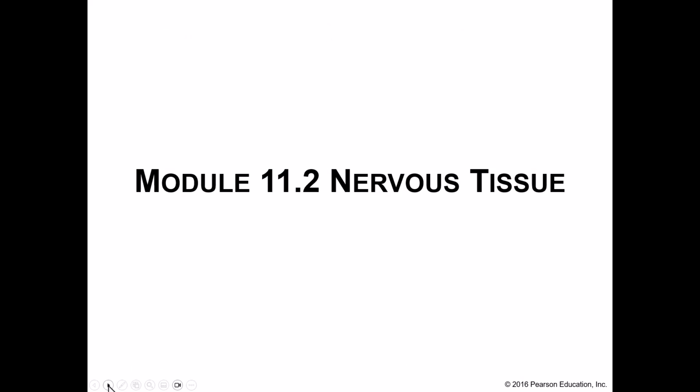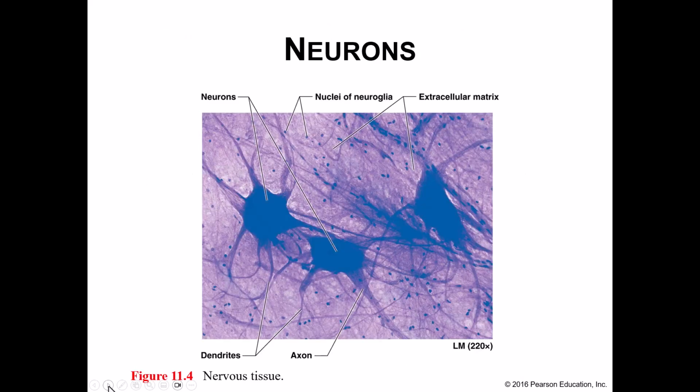Now let's look at our nervous tissue. So the nervous system is made up of neurons. These are our sensory cells. And our neuroglial cells. The neuroglial cells are those cells that support and help to maintain the neurons, help the nervous system act.